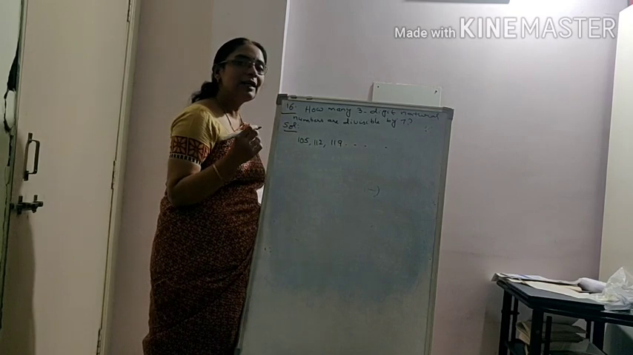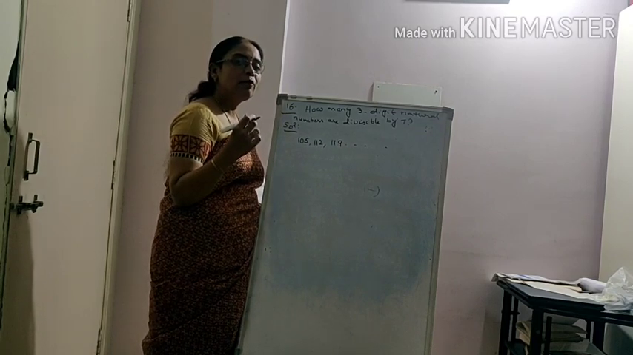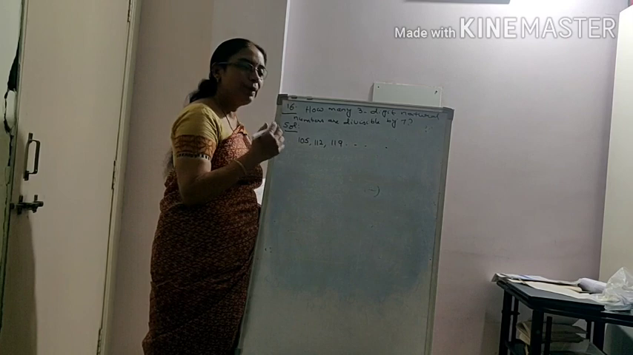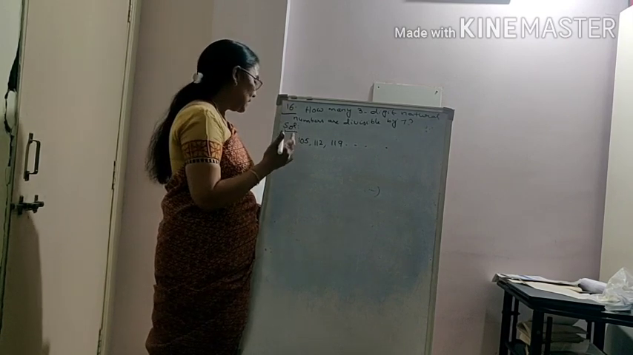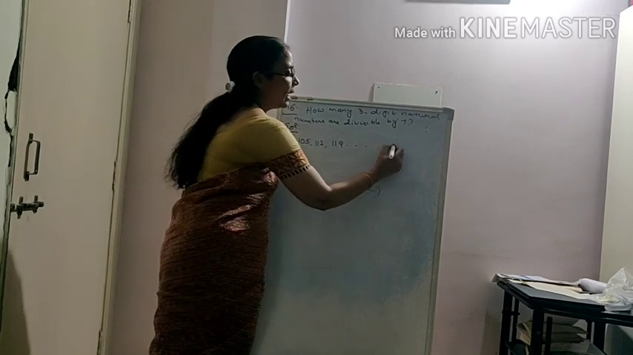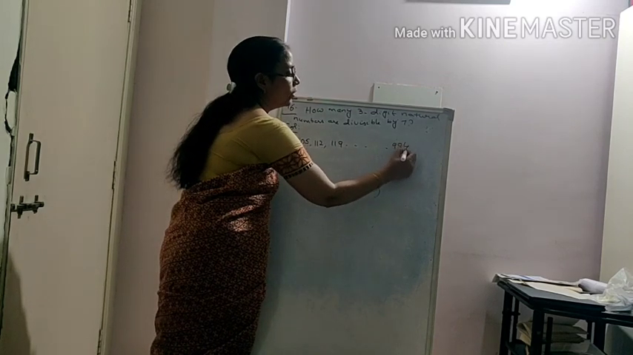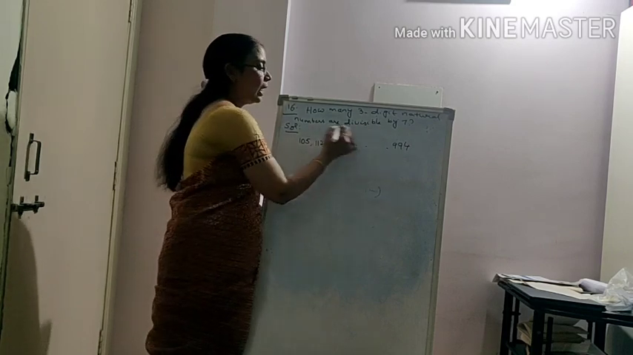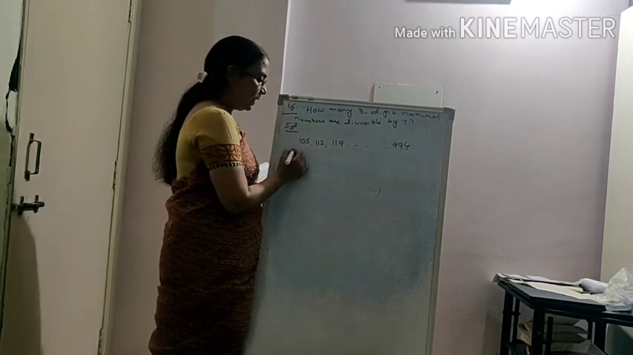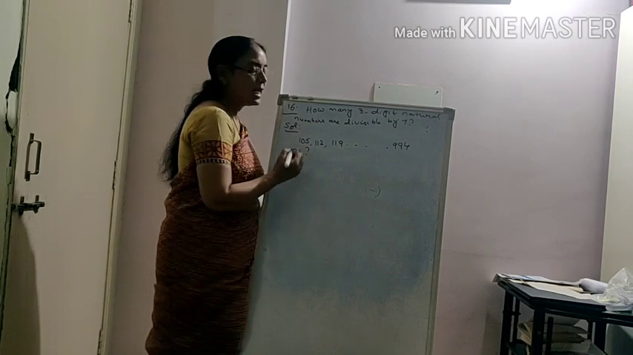The last term is 1000. That is a 4-digit number. So 999 is the last 3-digit number, and it should be less than that. So it should be 994, which is divisible by 7. Now we have to find out how many numbers are there, that is, we have to find out what n is.